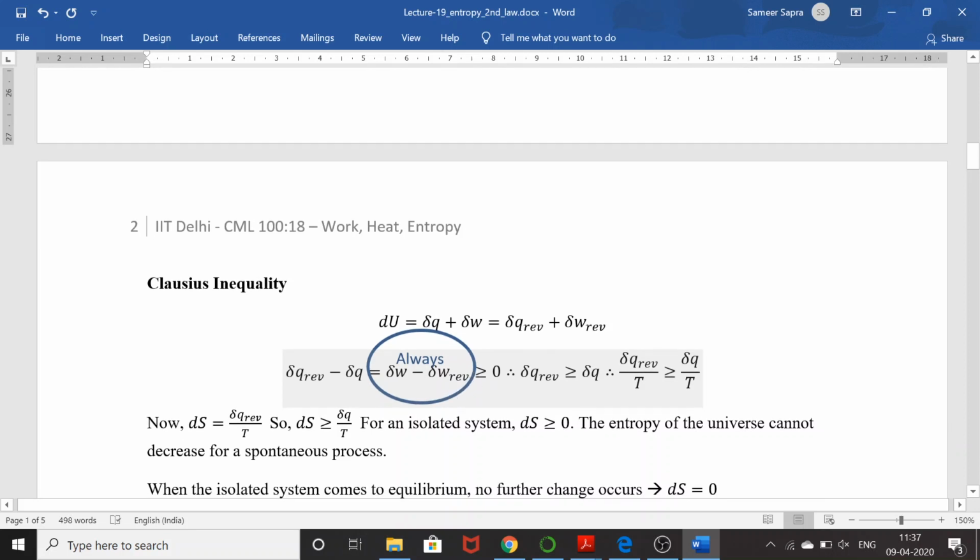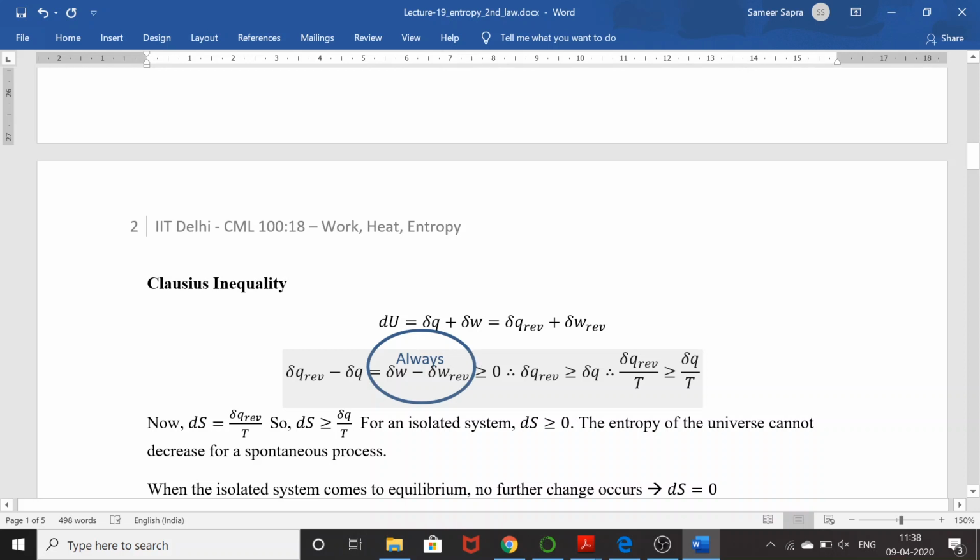Why? Because if you think of an expansion work, then delta W is negative, and the maximum work is done when it is reversible. So the highest negative value would be when it's reversible, and this would be a lower negative value. So in total, this would be a positive value. If you think of compression, then the work done on the gas is positive, and it's the minimal amount of work that you can do to compress when you do it reversibly. So this would be the lowest positive number in case of compression, and this would be a higher positive number. The difference would always be greater than zero. So delta W minus delta W reversible in either case happens to be greater than zero.